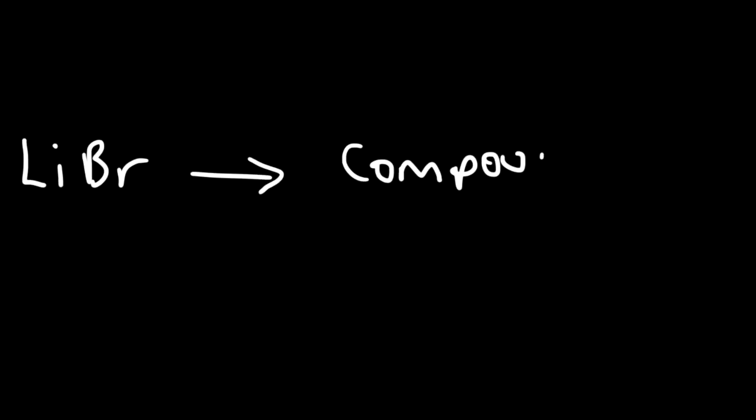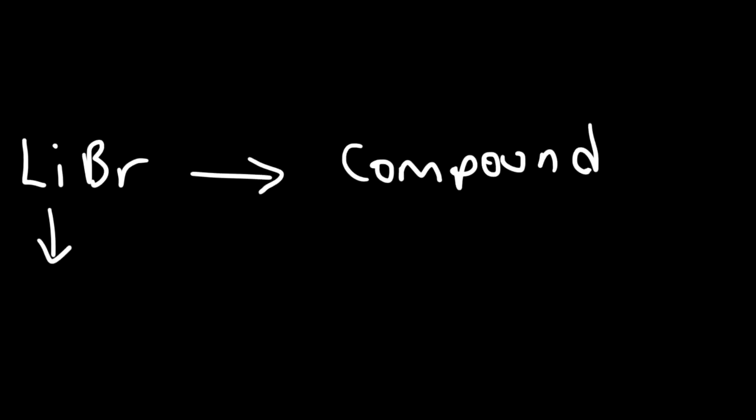Now, what about this one? LiBr. How would you characterize this substance? So the fact that we have two different types of atoms, lithium and bromine, means that we do not have a pure element. So rather, this is a compound. Now, compounds are composed of atoms or ions. In this case, this compound is composed of ions.